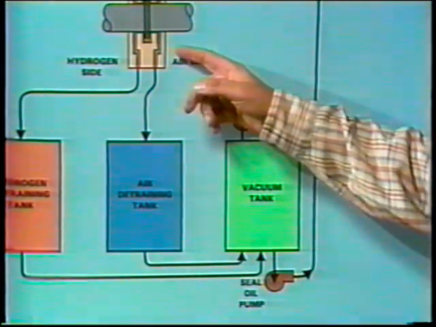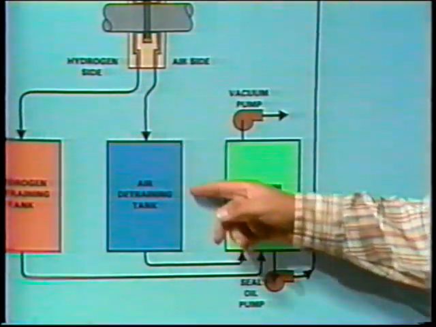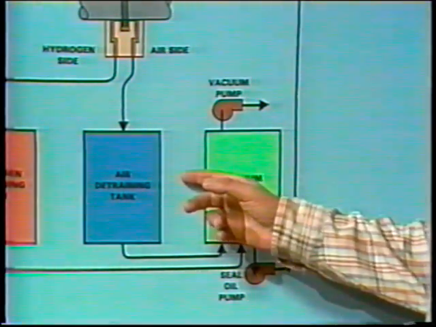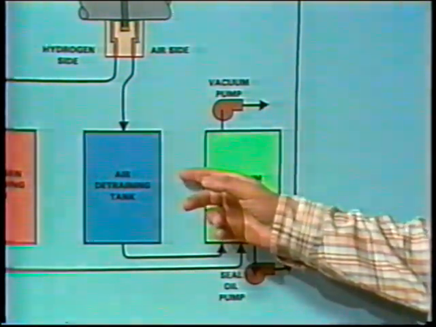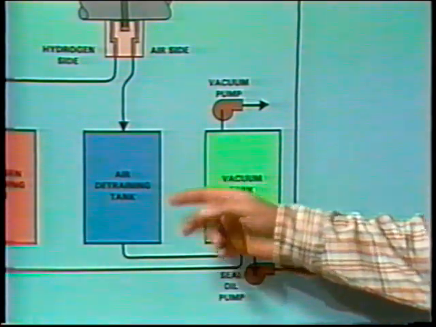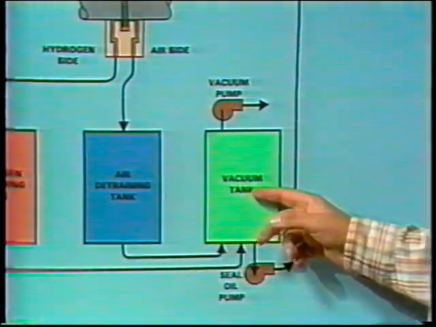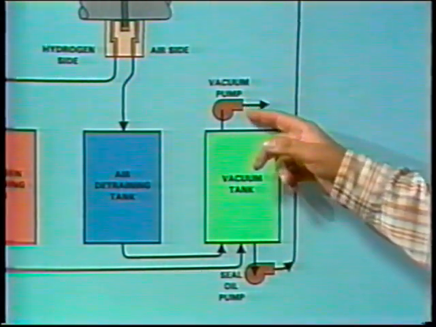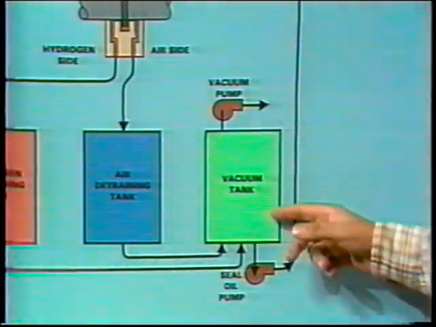Oil flows from the seal to a tank called an air detraining tank. We've got to get air out of the oil before we can use it again in the system. If air is left in the oil, it could mix with hydrogen when oil is pumped back into the seal. What the air detraining tank does is allow oil to stand for a period of time so that air bubbles out. Then, oil flows into a vacuum tank, which removes any remaining air or moisture. A vacuum pump maintains the vacuum in the tank.